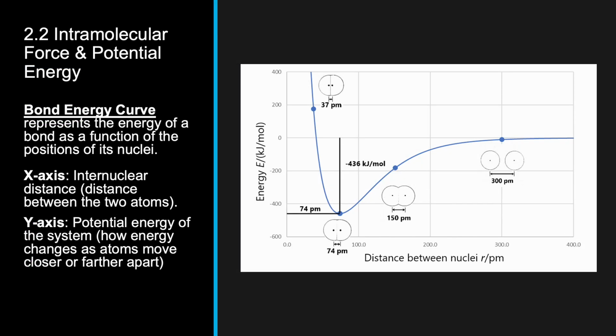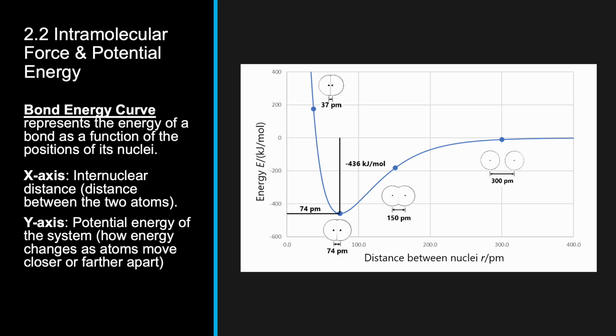All right, so now we're going to use that information that we just learned about and talk about bond energy curves. So bond energy curves represent the energy of a bond as a function of the position of its nuclei. So the graph essentially shows how the energy of a bond changes as two atoms move closer or further apart. So on the x-axis of this graph, we have the distance between the two nuclei. And then on the y-axis, we have the potential energy of the system.